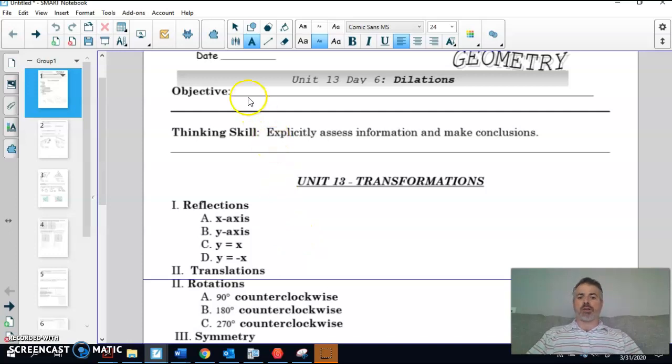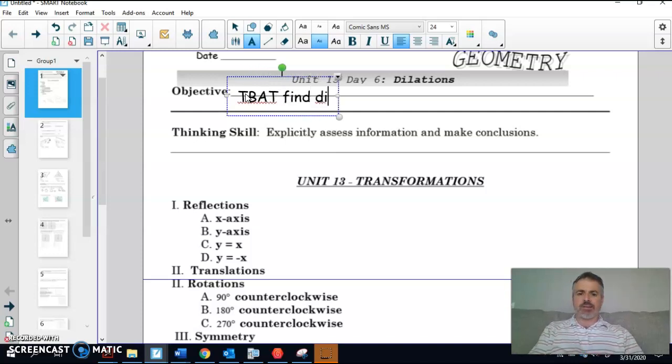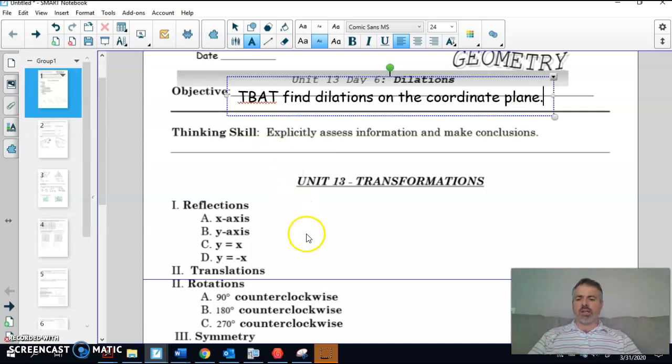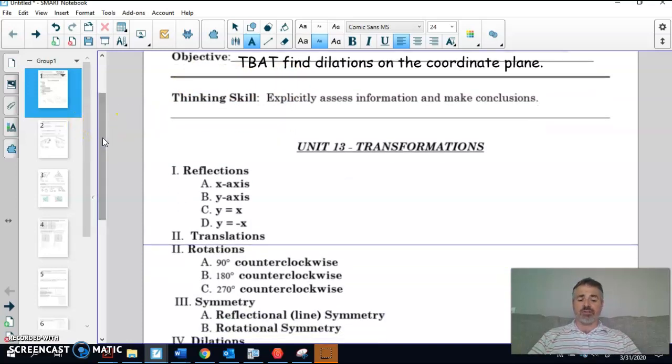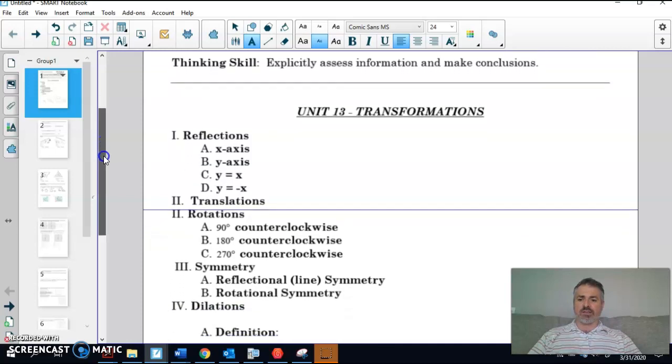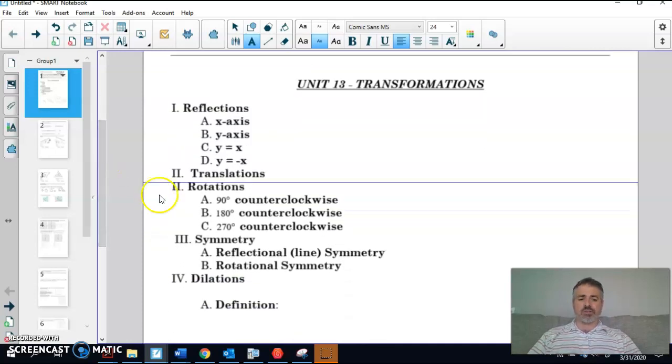Welcome back, everybody. As promised, these are the notes for dilations, something that we started in the earlier video. The objective for the day is to be able to find dilations on the coordinate plane. I introduced this with Joey and his amazing gun that could shrink things at first and then enlarge things. Those were all kinds of transformations called dilations.